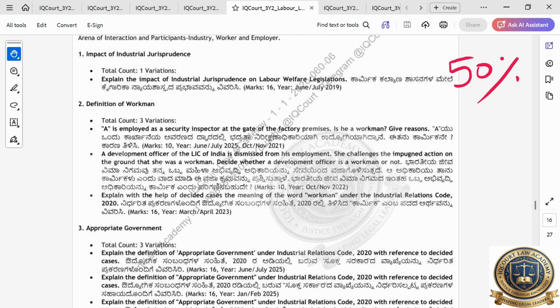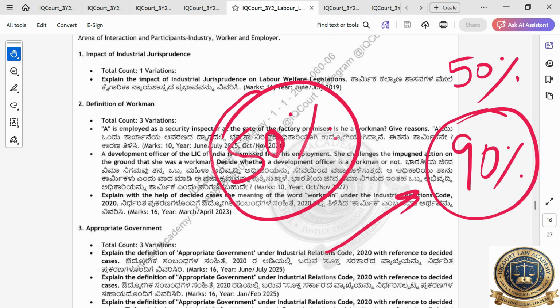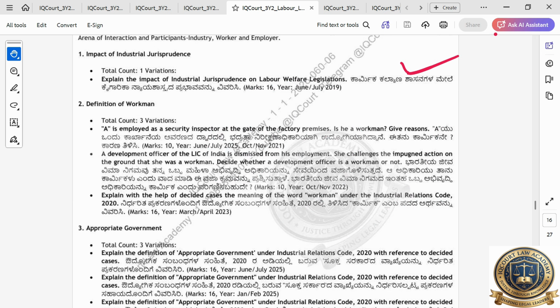We'll be marking questions which are 90% important and 50% important probable questions. All questions which are mentioned along with the answers in IQCourt study materials are important. Still, we are just highlighting the probability of getting the questions in the exam. You have 50% probability. If the examiner wants to make the question part of the paper, definitely they will give this question. Otherwise, they will not give this question.